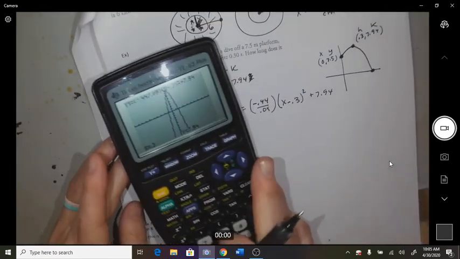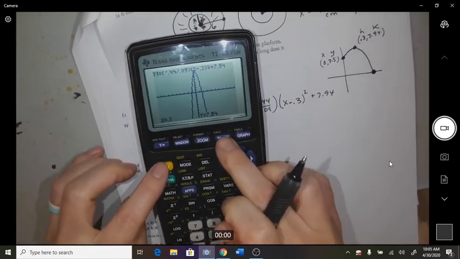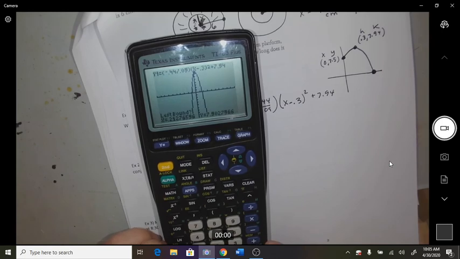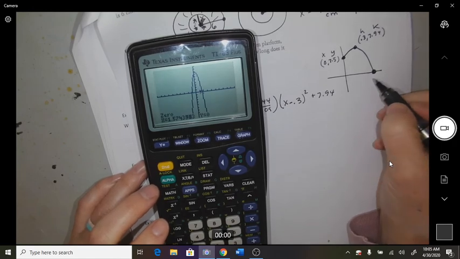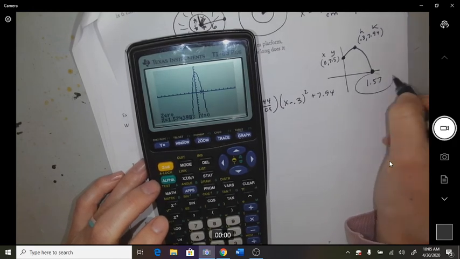So where does he hit the water? So we're going to calculate a 0. So left bound, right bound, and enter at 1.57 seconds.